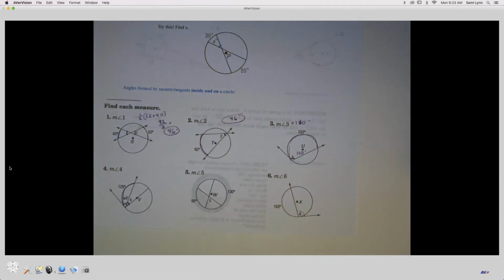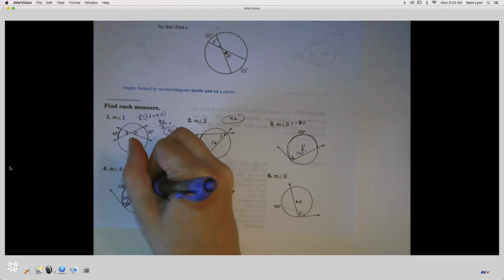But that's not angle 4 quite yet. So all I've got to do, I'm sure you guys are thinking it, what if I just do 90 minus 60? Since I know that that total angle is a right angle, that's all I've got to do. I get 30 degrees.